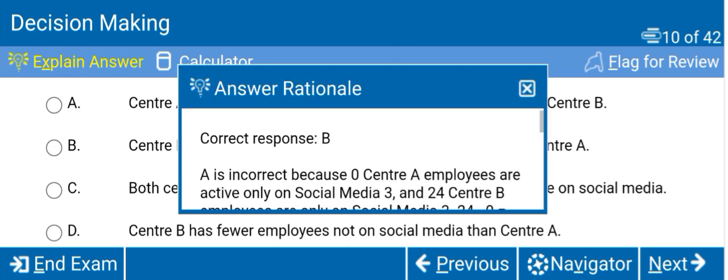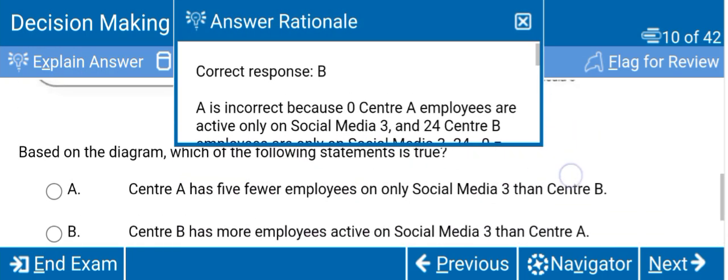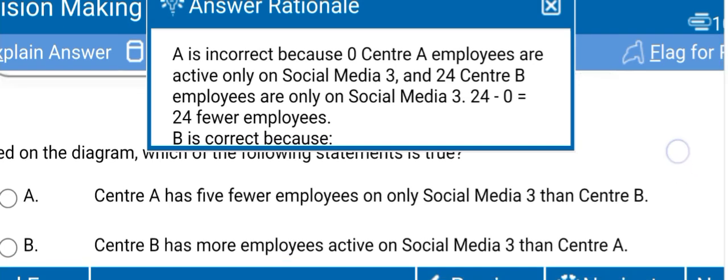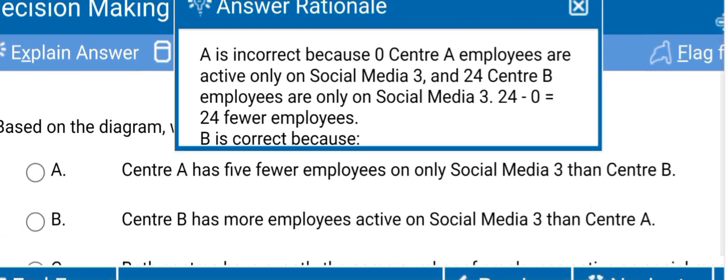So option B is the correct option and option A is incorrect because 0 Center A employees are active only on social media 3, and 24 Center B employees are only on social media 3. So 24 minus 0 equals 24 fewer employees. So that's why option A is the incorrect option.